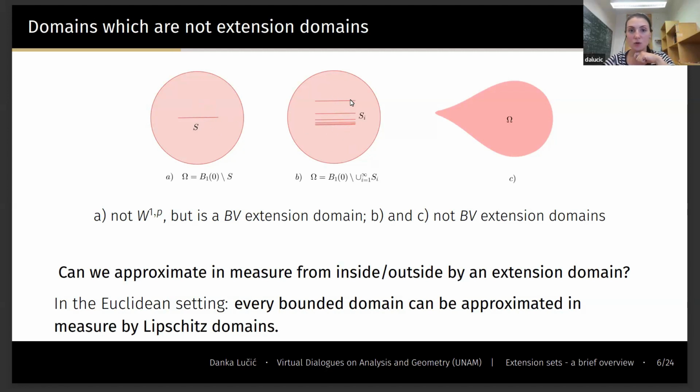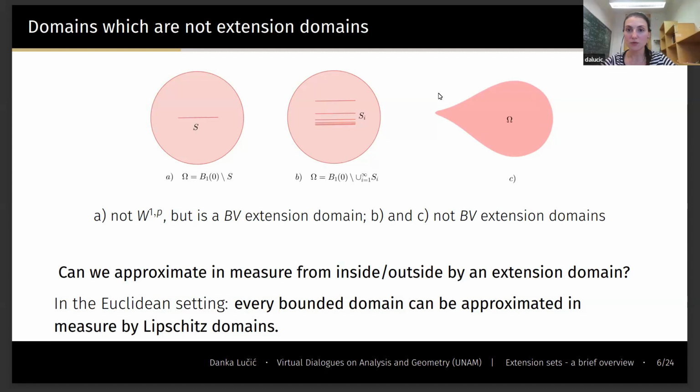To see something that is not a BV extension domain, one can do something similar with a lot of slits. So in this case, if you start to accumulate these slits, then the function will, for the same reason, have to jump many times, and it will be an infinite amount of times. So with a jump, for instance, from 1 to 0, from 1 to 0, and this is going to be infinite.